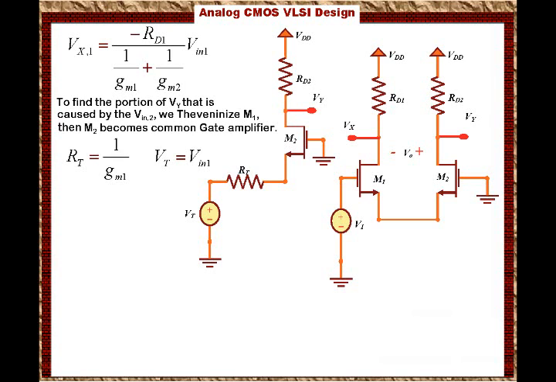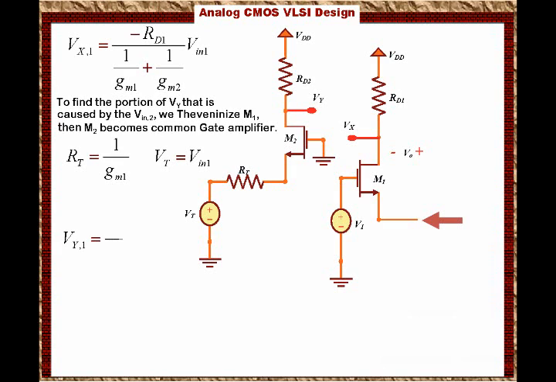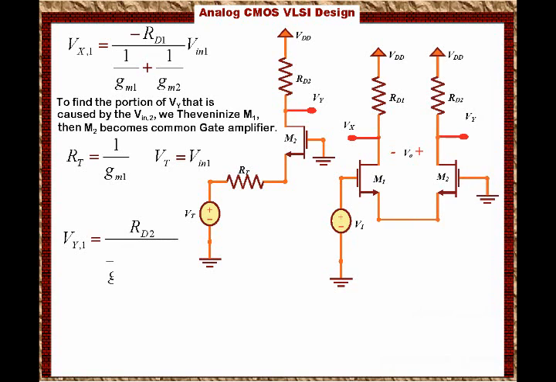So basically our Thevenin resistance is 1 over Gm1 and the Thevenin voltage is Vn1. Now we can solve for Vy very easily. So Vy is the top resistance over the bottom resistance times the input voltage. So we can say that Vy due to Vn1 is equal to Rd2 over 1 over Gm1 plus 1 over Gm2 times Vn1.